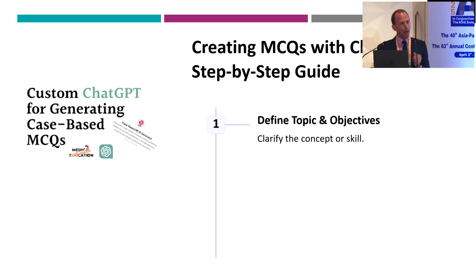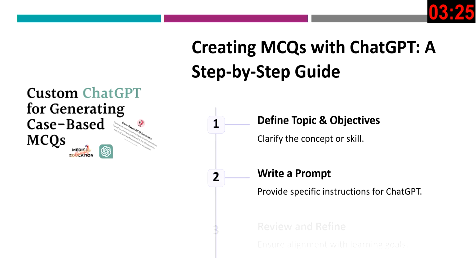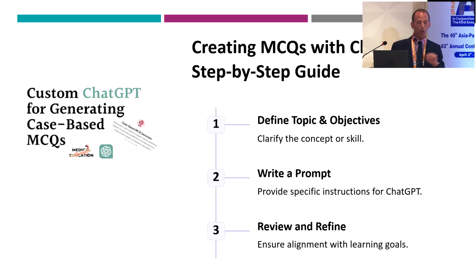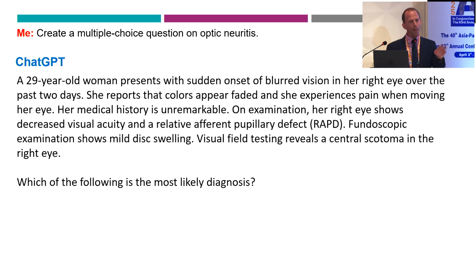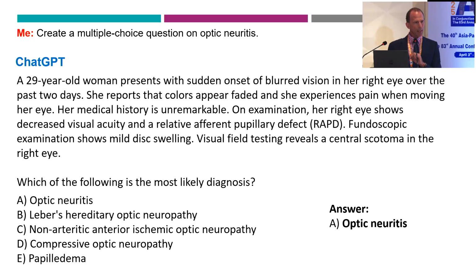So there is a ChatGPT for generated case-based MCQs, starting by defining a topic and objectives, writing a prompt, review and refine. You definitely need to review and refine. So, for instance, create a multiple choice question on optic neuritis. ChatGPT. And I'm not going to read all that out, but okay, that sounds like a decent stem for the question. Here's what it gives us for the choices, which of the following is the most likely diagnosis. So this is all ChatGPT. And so you may want to look at it to make sure.